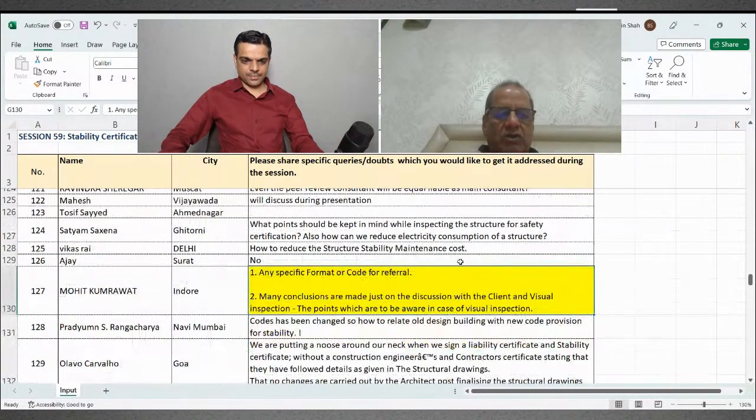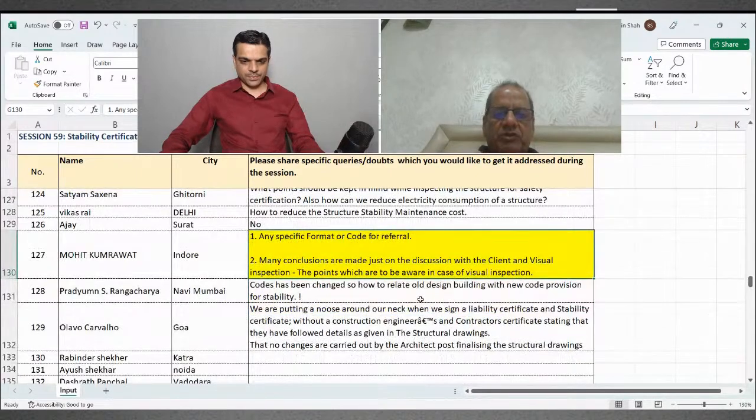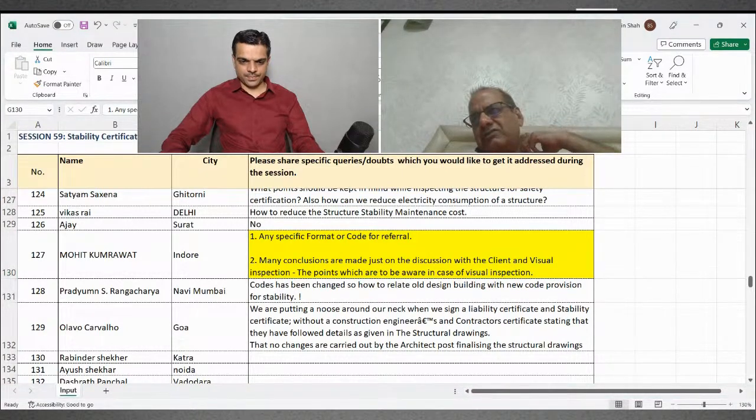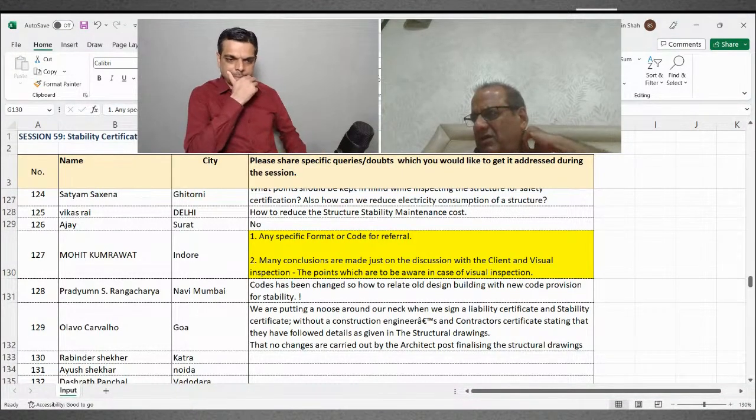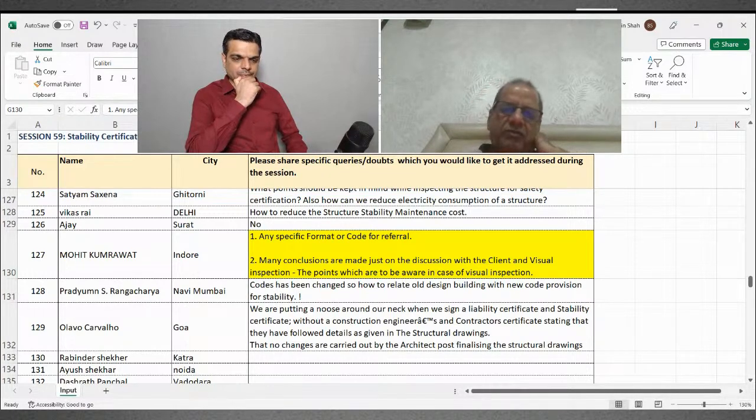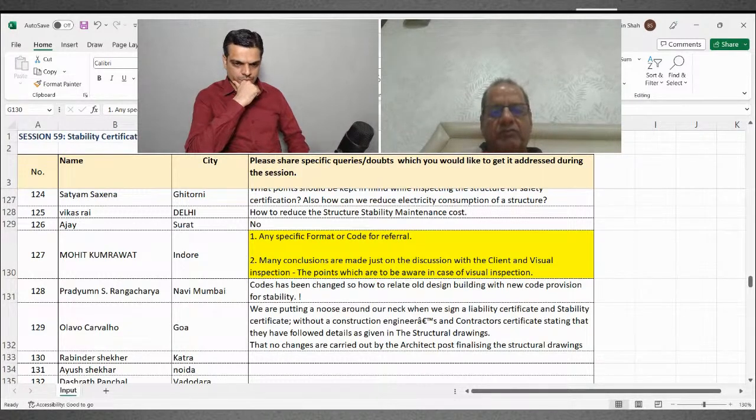Mohit Kumrawat, Indore. Hello Mohit. Any specific format or code for referral? There's no code, but there are some state guidelines. Maybe NBC, I think they have a stability certificate format. But the guideline by Indian Association of Structural Engineers should be having one format.